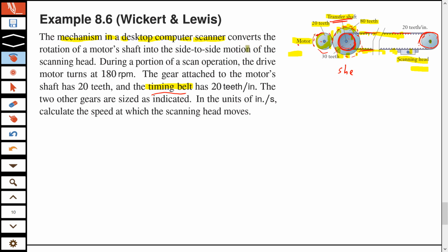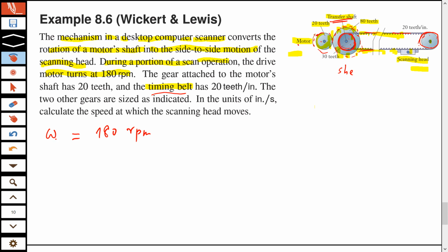Now this mechanism converts the rotation of a motor's shaft into the side-to-side motion of the scanning head. So मोटर की जो रोटेशन है वो इसको linear motion में, to and from motion में convert कर रही है. During a portion of a scan operation, the drive motor runs at 180 rpm. So एक तो ये बात हो गई कि जो ओमेगा है वो है 180 rpm.